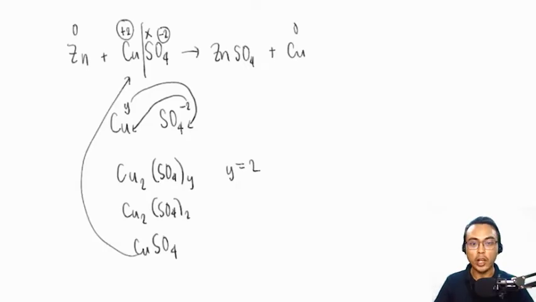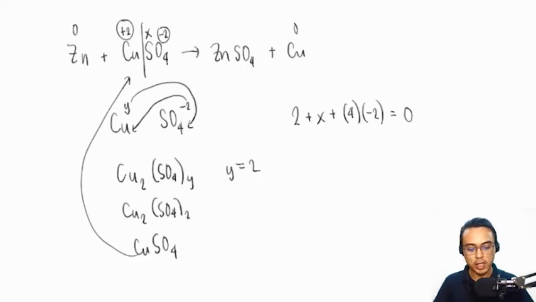So copper, you only have one atom of copper, so that is 2. Plus sulfur, you only have one atom, that is plus x. Plus, for oxygen, we have 4 atoms, so that should be 4 multiplied by negative 2, the charge of oxygen. And this summation is equal to 0. From this equation, we can easily solve for the value of x. So x in this case is positive 6. Okay? Therefore, we now know that the charge of sulfur in copper sulfate is positive 6. That is how we determine the charge of the middle elements.